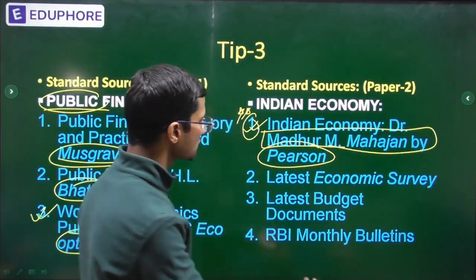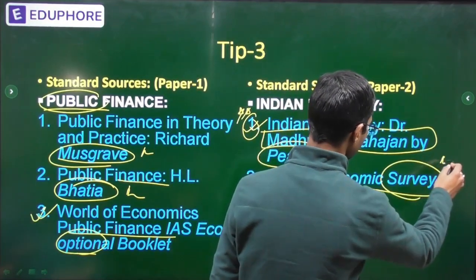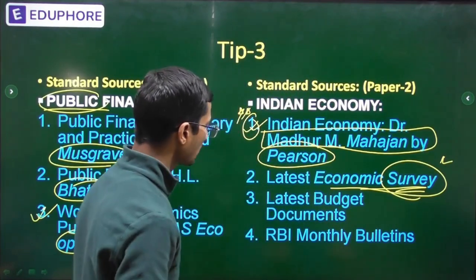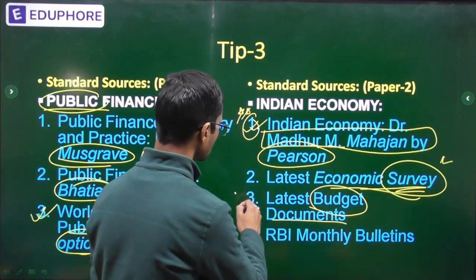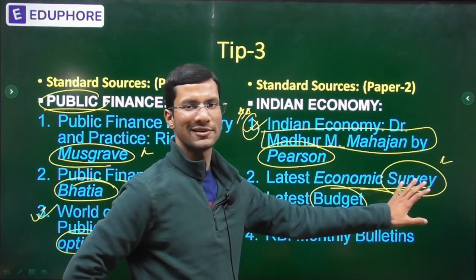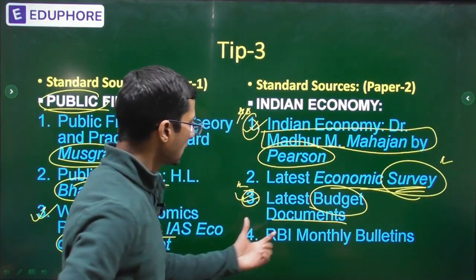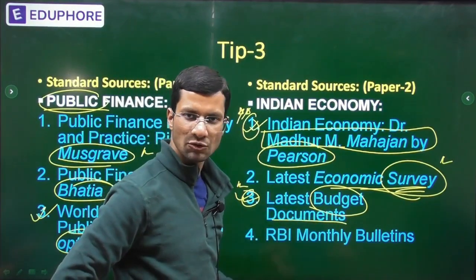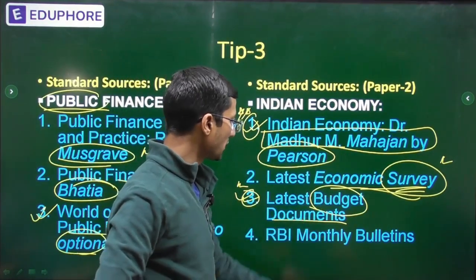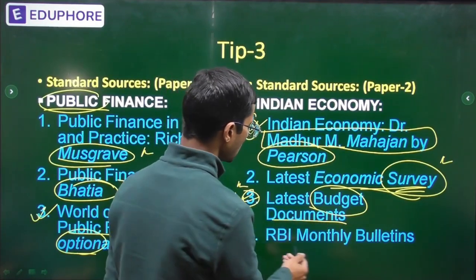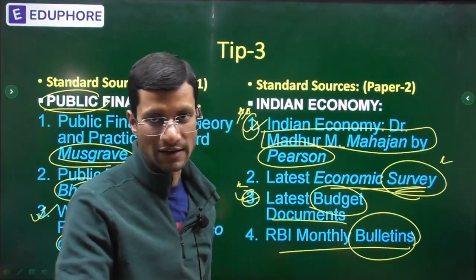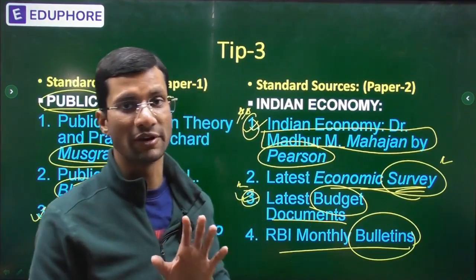Then the latest Economic Survey. Yes, the Survey is very, very important, especially volume 2. If there are two volumes, otherwise volume 1. This is very important for your exam. Then the latest budget document, because the budget announces new schemes and all, so this is required. But the Economic Survey you have to read religiously. And from the latest budget documents you get new schemes, new announcements, and the targets of previous years, so you get the trend basically. Then the RBI monthly bulletin, you can follow it for authentic stats and facts, because under Indian economy, stats and facts become very, very important.